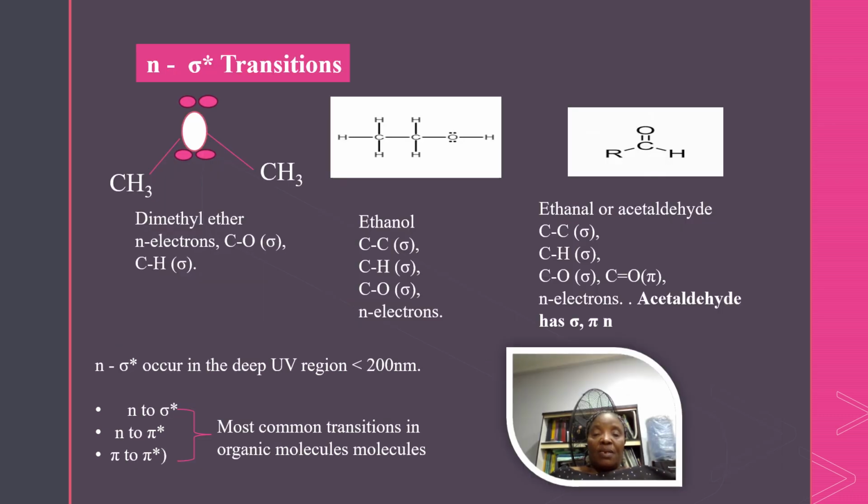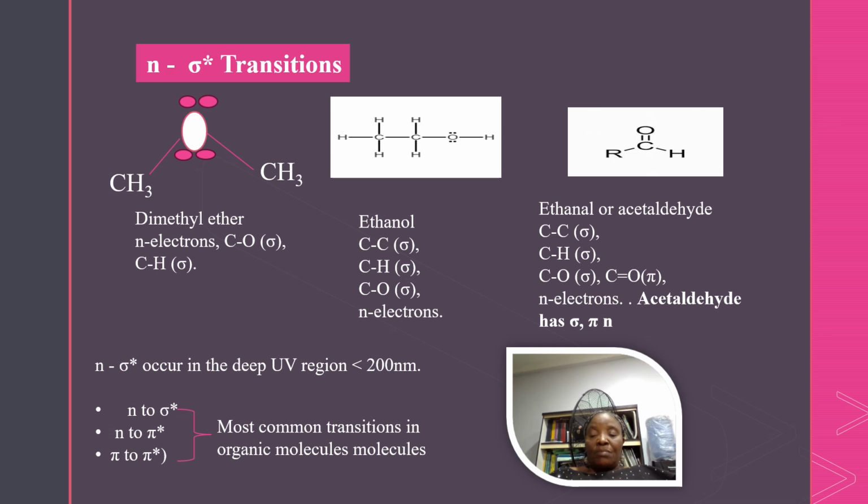n to sigma star transitions. In n to sigma star transitions, electronic transitions occur when non-bonding electrons are excited to the sigma star anti-bonding orbitals. It is possible in saturated compounds with lone pairs of electrons, such as oxygen, nitrogen, sulfur, fluorine, chlorine. It also occurs in saturated halides, alcohols, ketones, and amines. All of these compounds participate in n to sigma star transitions.